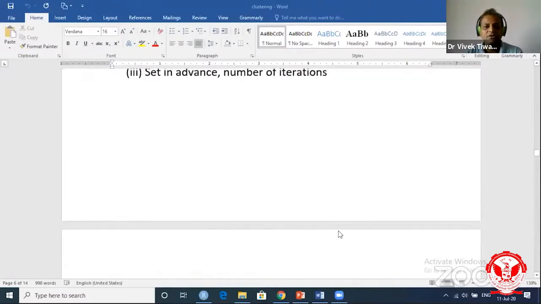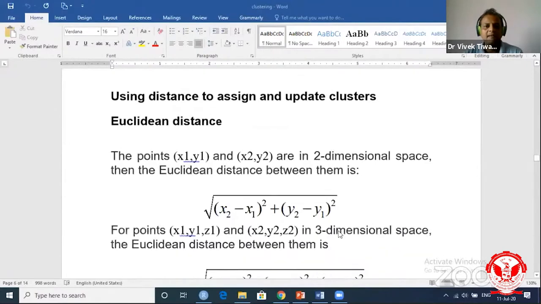Okay, so now a little bit of discussion about the distance metric. Look, we're talking about a lot. We have to calculate the distance between two data points. We have to calculate the centroid of the cluster, and the data points that are close to the centroid should be a part of that cluster. So ultimately we're talking about the distance metric. We have to calculate the distance.